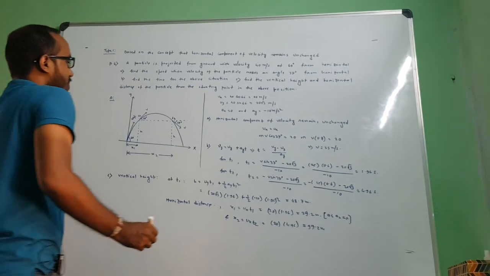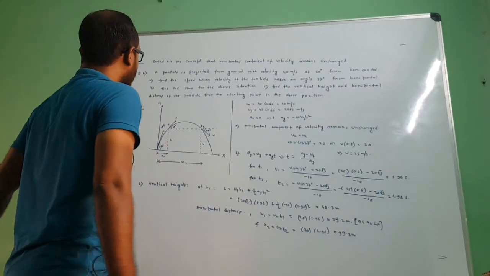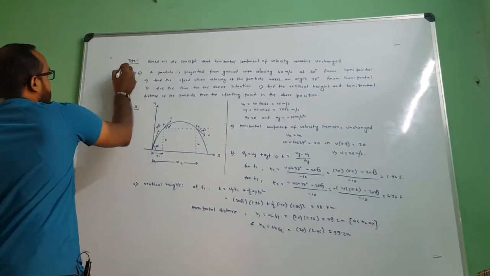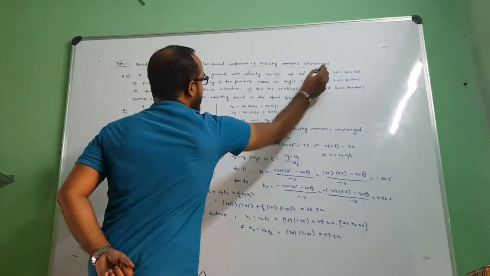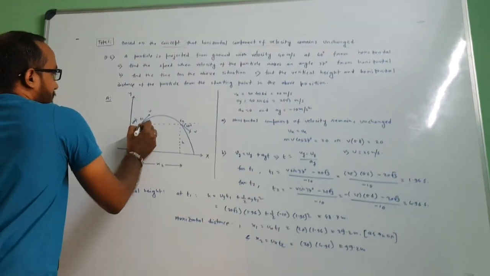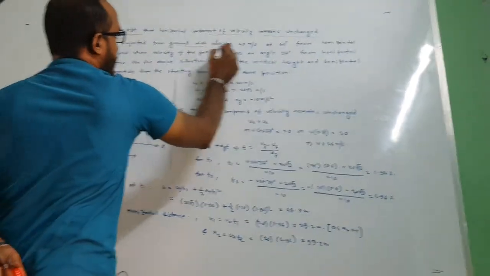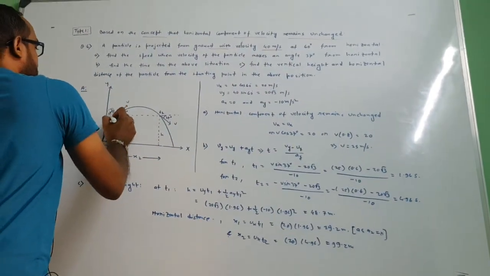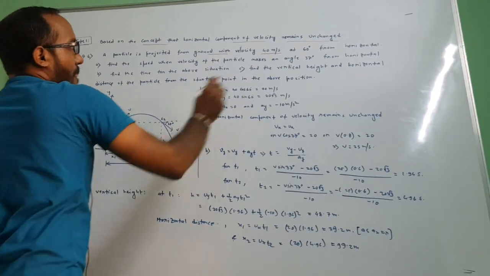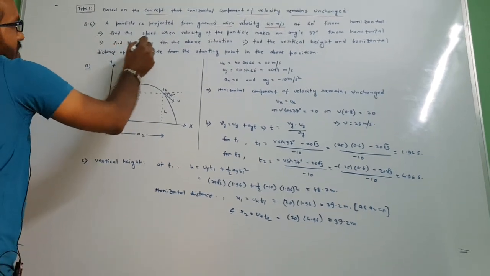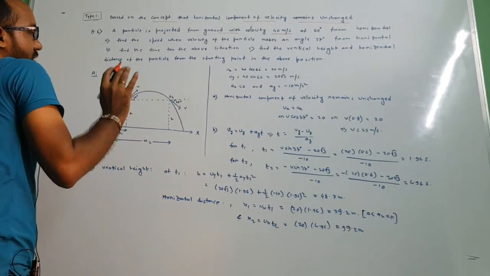Let us see two types of problem. We have already seen various types of problem. Now for the end of this lecture, we will see two types of problem, based on the concept that the horizontal component of the velocity remains unchanged, because we already know the horizontal component always remains constant. A particle is projected from the ground with velocity 40 meter per second at a 60 degree angle from horizontal. Find the speed when the velocity of the particle makes an angle 37 degree from horizontal.